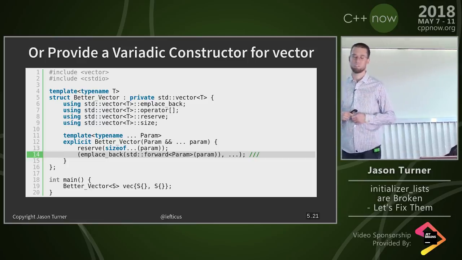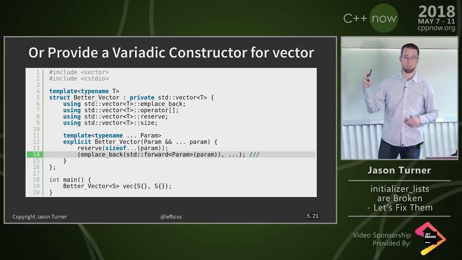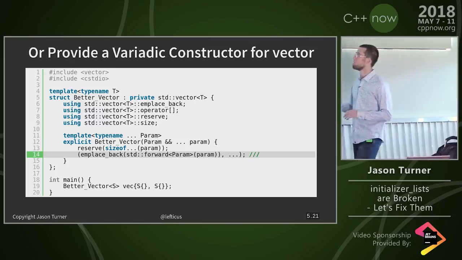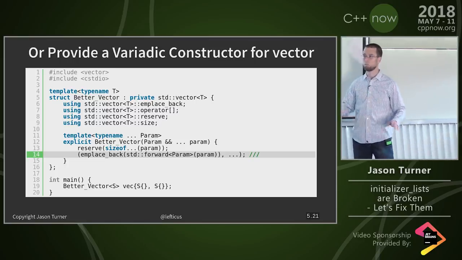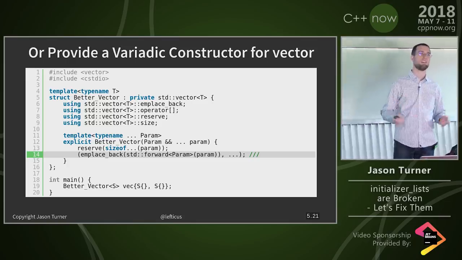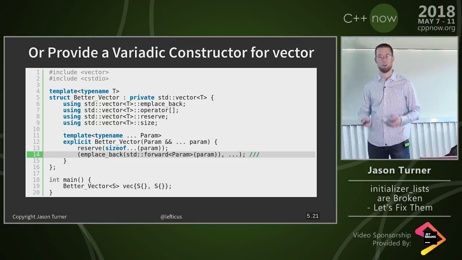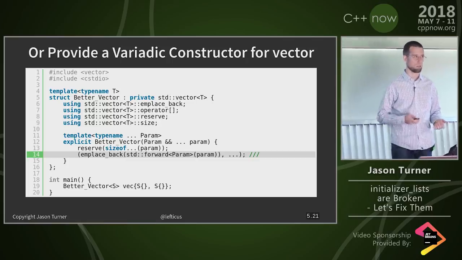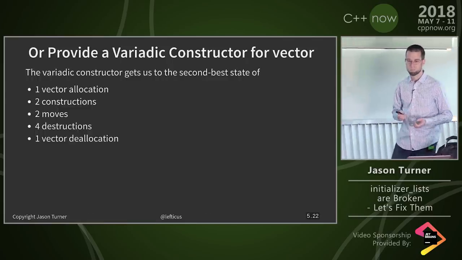Yeah, for a sufficiently small number of parameters. And in some of the examples that I get to further on, I do limit my cases to 5 and 10 specifically, because by the time you're testing an initializer list of like 100 elements, are you actually testing something that people are going to use? I don't think so, so I kind of stuck to 5 and 10.